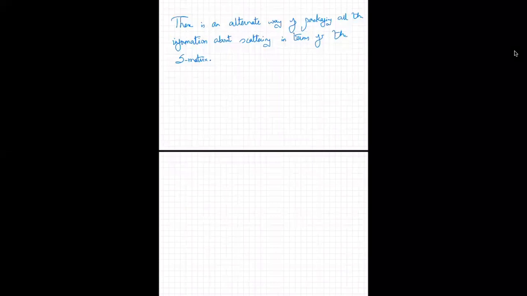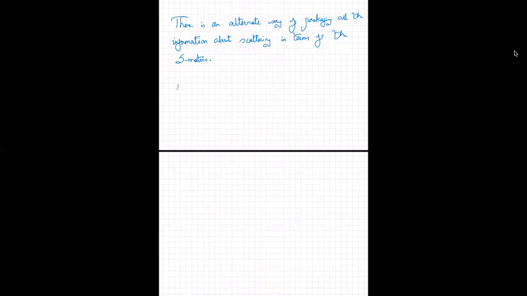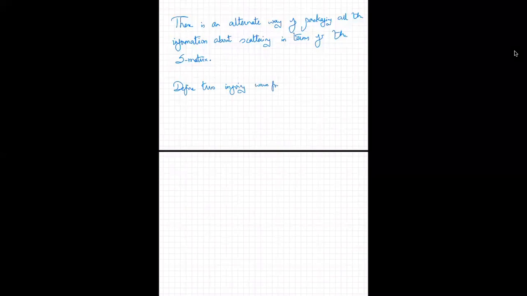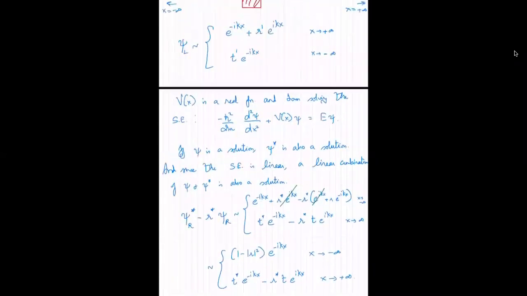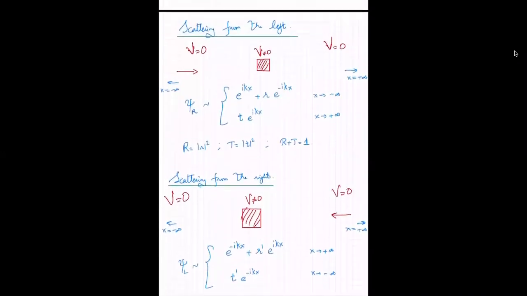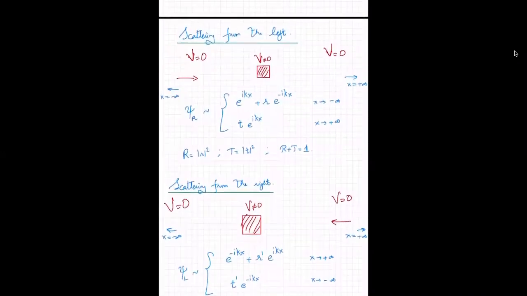So to start with understanding what the scattering matrix is all about, we will define two ingoing wave functions, asymptotic wave functions. In other words, if you look at these two pictures, you basically have two different kinds of waves, right? One that is going towards the potential, which I will call ingoing, and one that goes away from the potential, which I will call outgoing.